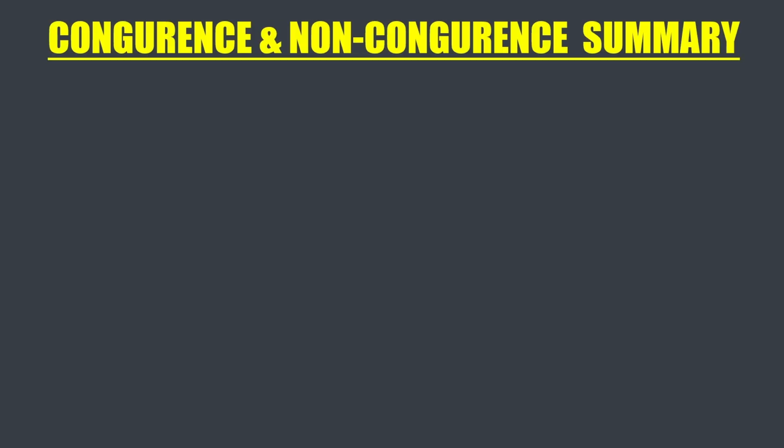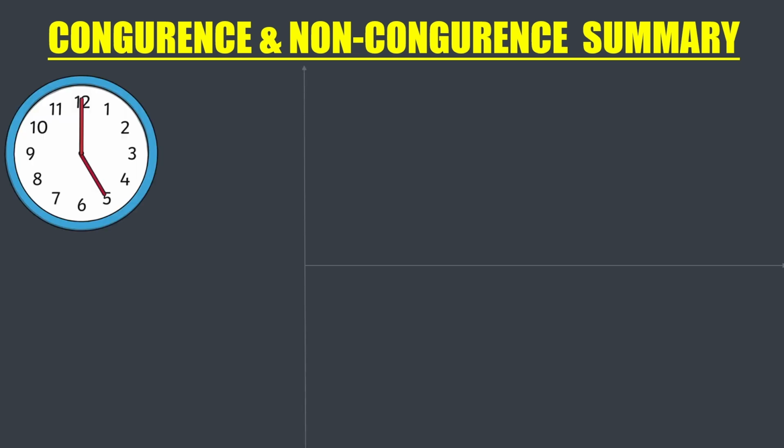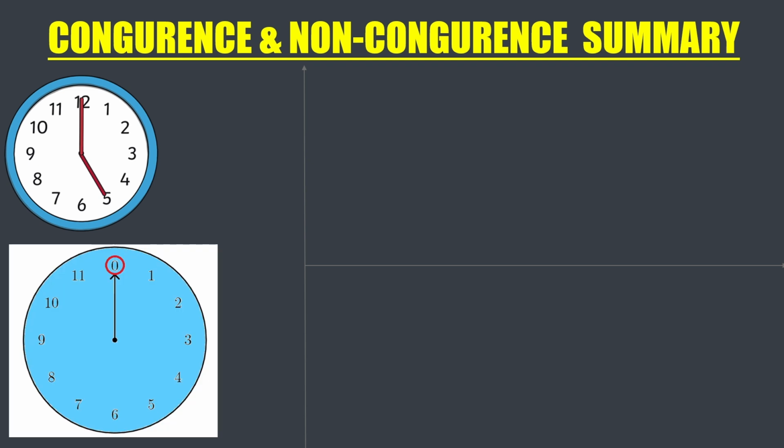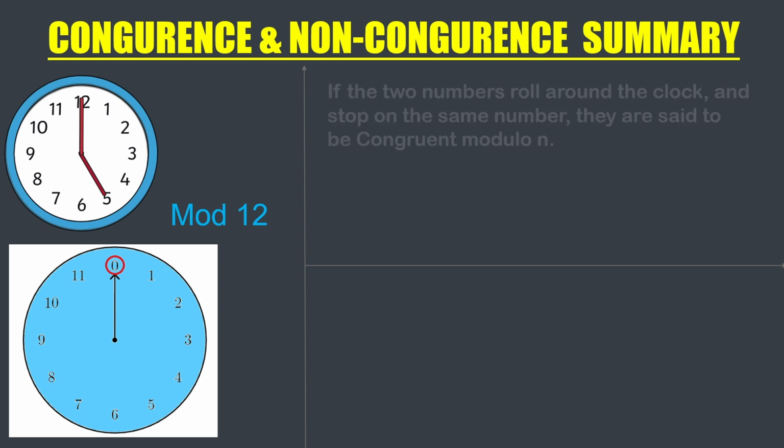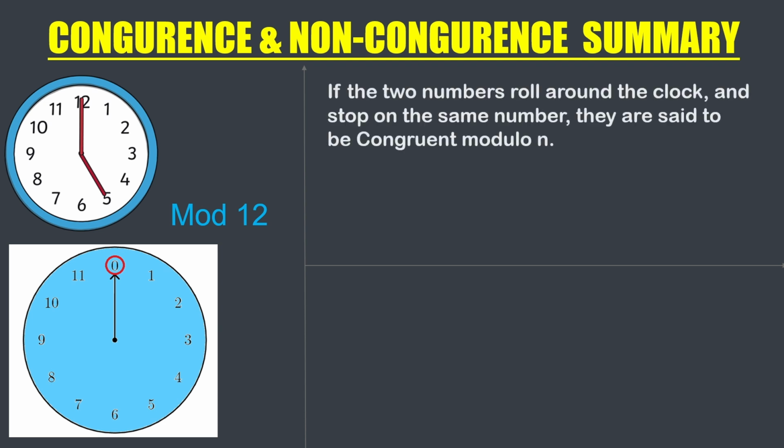The summary of it all. Firstly, as we said before, this is a normal clock, and then we replace the 12 on the top with a 0. Let's use mod 12 and understand congruence and non-congruence better. If two numbers roll around the clock and stop on the same number, they are said to be congruent modulo n. Examples. 15 is congruent to 3. Now, since this is 12, we can just add o'clock.